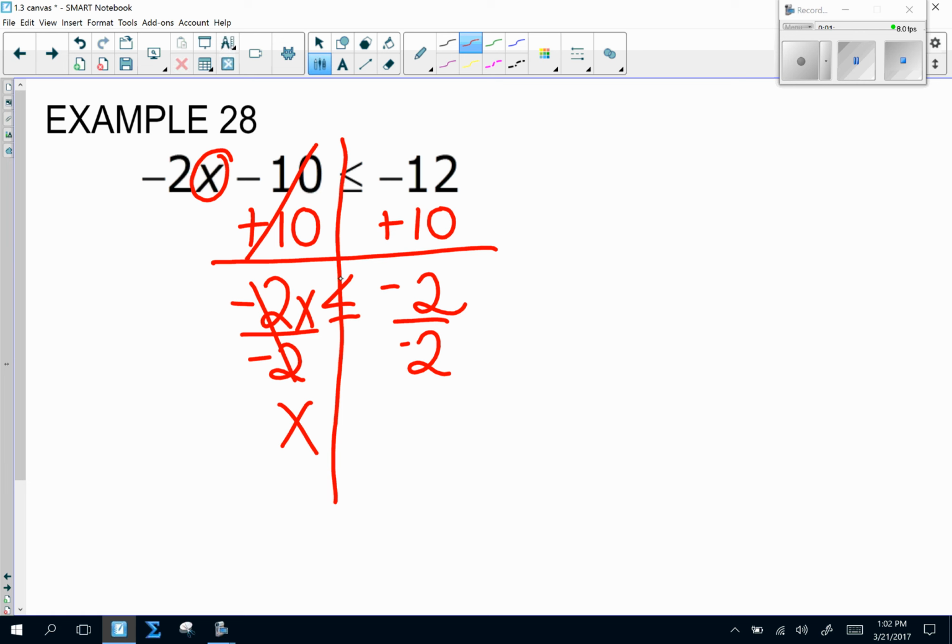Now, the one thing that's different is my inequality sign. If I divide by a negative number, I have to flip the inequality. So I'm looking at that bottom number. Because negative 2 divided by negative 2, I divided by a negative number. The bottom number is negative, so I have to flip my inequality sign, and I know negative 2 divided by negative 2 is 1.